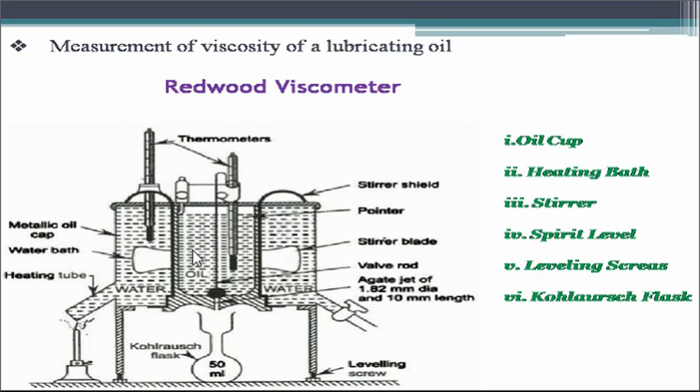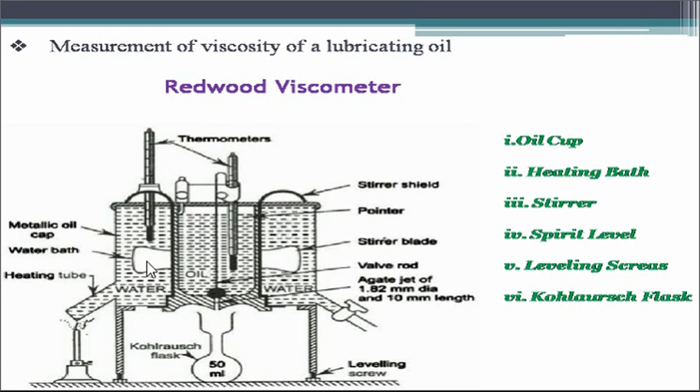The second one is the heating bath. The oil cup is surrounded by this heating bath. Look at here, this is the heating bath. The oil cup is surrounded by this heating bath in which water is filled. Now in this oil cup, one thermometer is attached to know the exact temperature of the oil. Similarly, one thermometer is attached in this water bath or heating bath. So this thermometer indicates the temperature of the water.